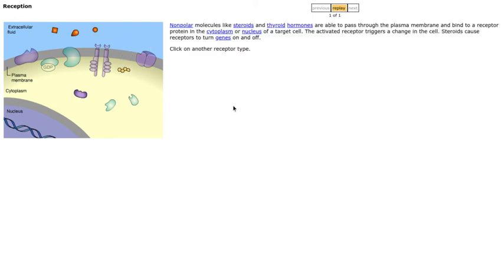Nonpolar molecules like steroids and thyroid hormones are able to pass through the plasma membrane and bind to a receptor protein in the cytoplasm or nucleus of a target cell. The activated receptor triggers a change in the cell. Steroids cause receptors to turn genes on and off. Click on another receptor type.